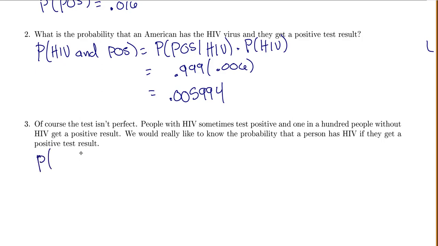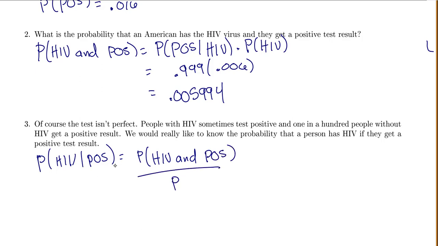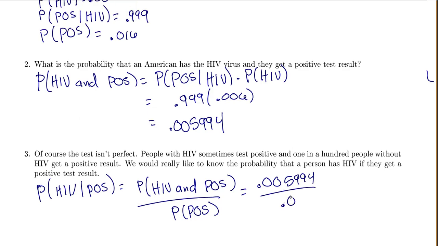So that means now we're saying that we know they got a positive, and we're looking for the probability that they have HIV. So use your formula, probability of the intersection, or the and, divided by the probability of what comes second, so probability of positive. So the and we had to find up above, 0.005994 divided by probability of positive, 0.016, gives me 0.3746.